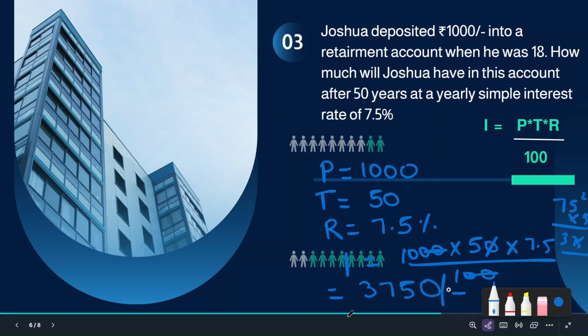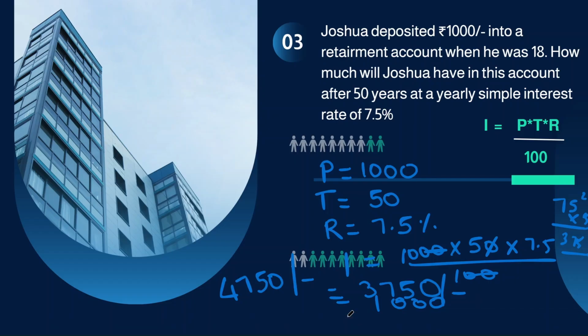We have to add the 1,000 rupees along with this. So add the 1,000 rupees to 3,750 rupees. That is for just 1,000 rupees, but the time is 50 years. So now the answer is 4,750. So that much he will be having in that particular account.